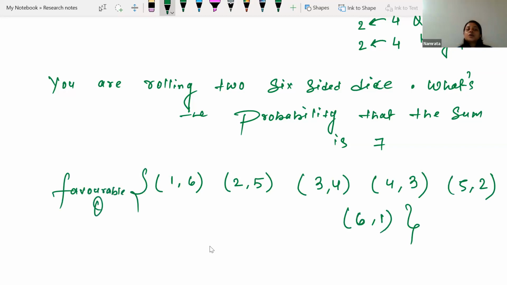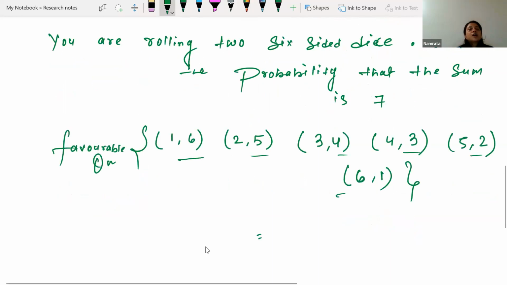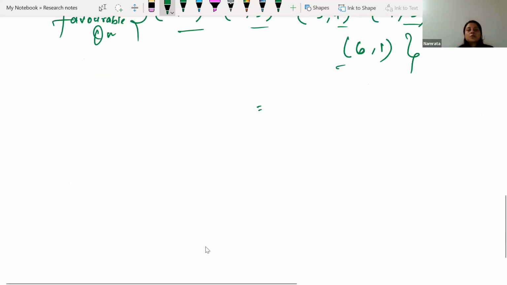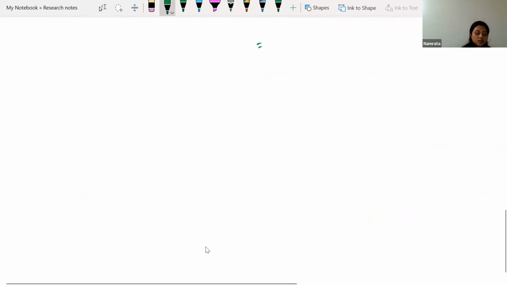The number of favorable outcomes we will be taking from here, and whenever we are throwing two dice, the total number of outcomes has to be 36, that is 6 squared. So the probability we can get from here, 1 2 3 4 5 6, the favorable outcomes divided by 36, the total outcomes. Okay, is it okay? Yes, ma'am. This one we have already discussed during the class.